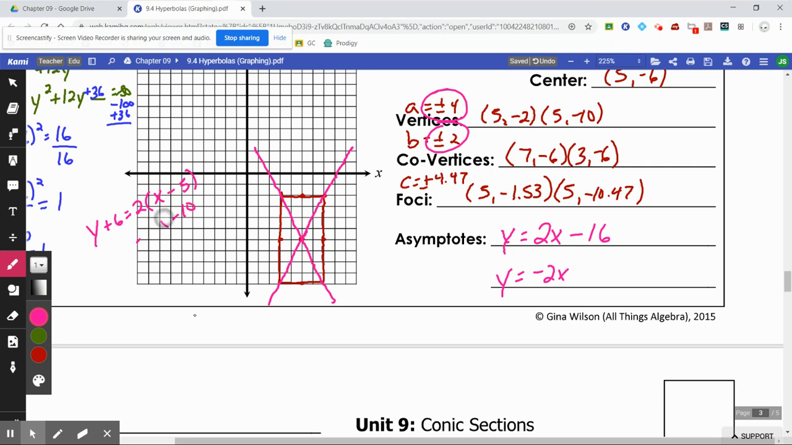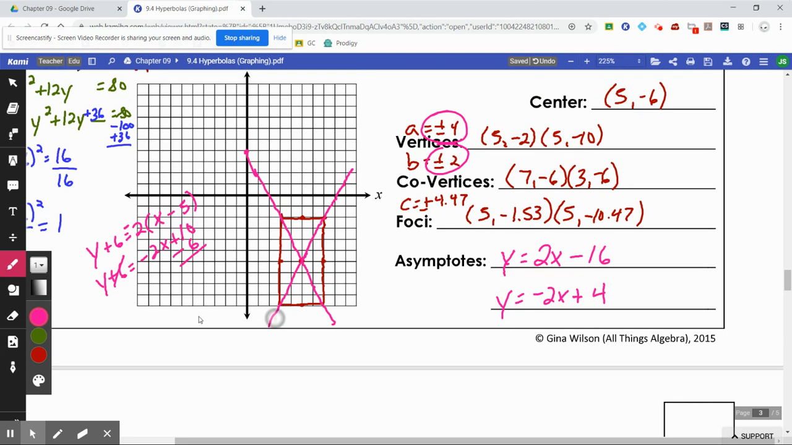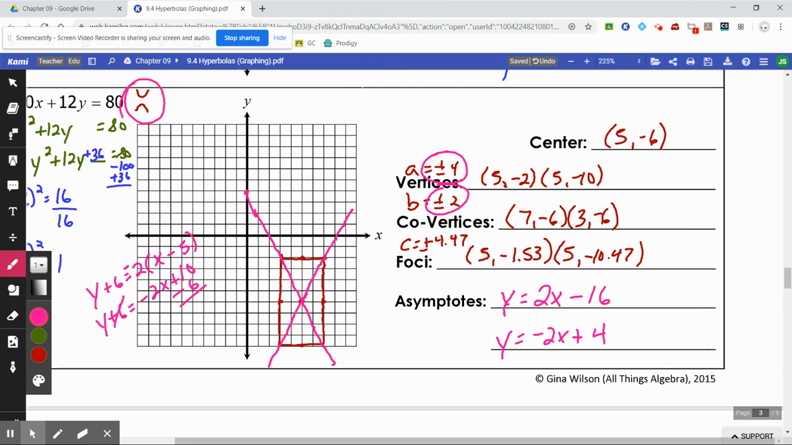The second line, the only thing we had to change, it also passes through the center but has a slope of negative 2. So you have y plus 6 equals negative 2x plus 10. Move my plus 6 by minusing 6, and that'd be negative 2x plus 4. So this line, if continued on, should cross up here at positive 4. So there's your two asymptote lines. To finish your graph, this is a vertical hyperbola. So you simply sketch the graph above and below, and it would look something like that.